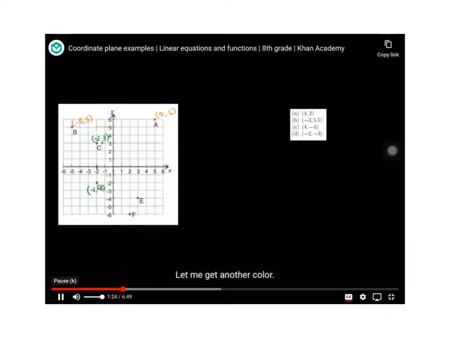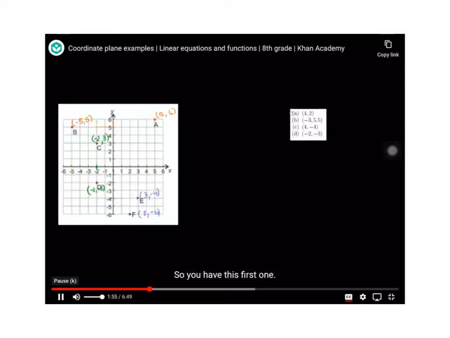Let me get another color. E. Let's do the y-coordinate. Well, we'll figure it out first, but you always have to write it second. It's negative 4. You see that right there, the y-coordinate. The x-coordinate is 3. And then finally F. The x-coordinate is 2. And the y-coordinate is negative 6. Hopefully that gives you a sense of at least figuring out the coordinates. Now let's go the other way. Let's start with coordinates and figure out where those points are.